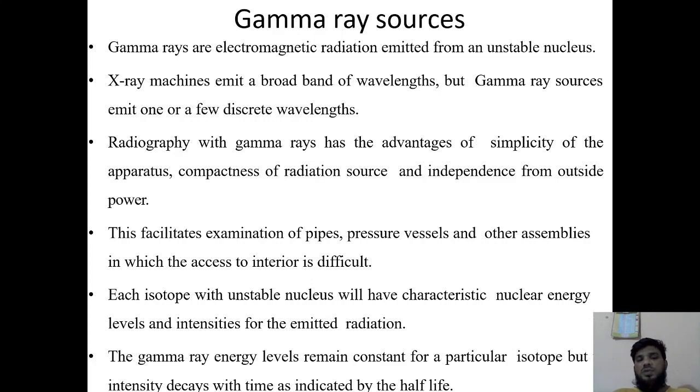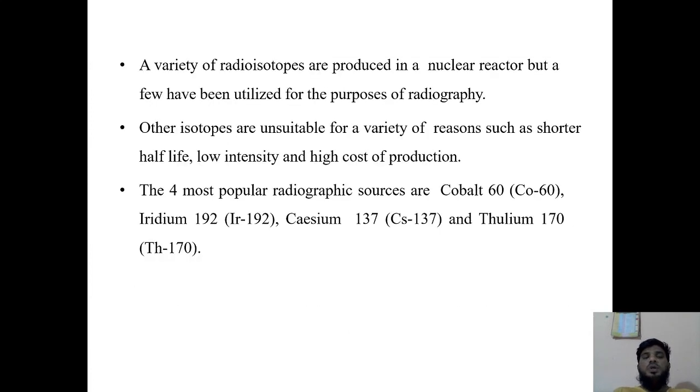So each isotope with an unstable nucleus will have a characteristic nuclear energy level and intensity for the emitted radiation. A variety of radioisotopes are produced in a nuclear reactor, but only a few have been utilized for this purpose. The most popular radioactive sources are cobalt, iridium, cesium, and thulium. Generally, thulium is its Latin name; the general name is thorium.